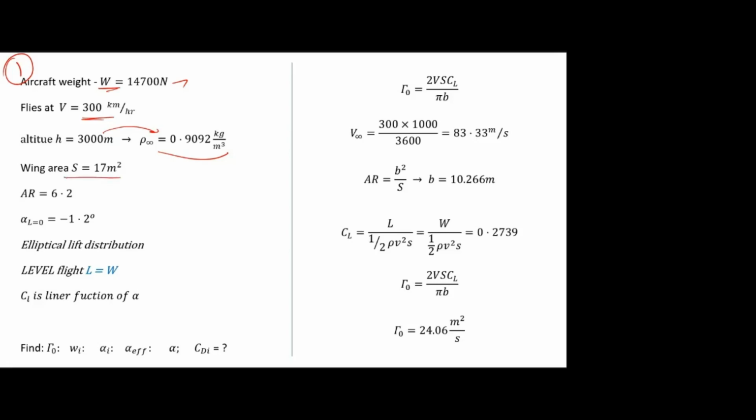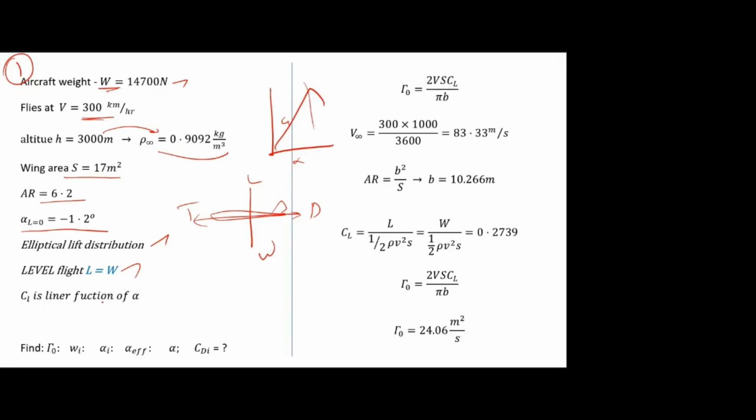And they have mentioned the wing area, aspect ratio, and alpha L equal to 0, the zero lift angle of attack, minus 1.2 degree. They have mentioned the wing produces the elliptical lift distribution, and the aircraft is in the steady level condition. You know the meaning of steady level condition, right? Lift is equal to weight, thrust is equal to drag. This is the steady level equation. CL is a linear function of alpha, so CL varies linearly with alpha.